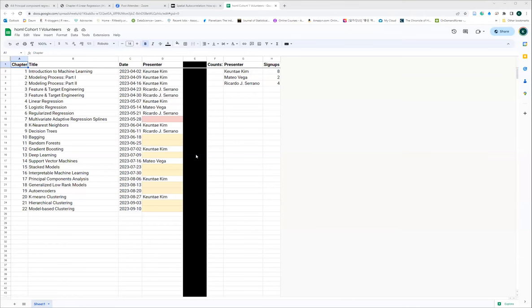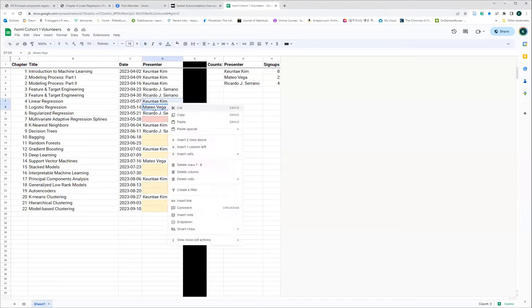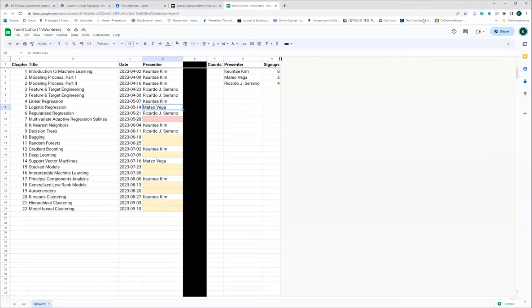So chapter 5, can you see the screenshot? No, I actually did not share the screen. Okay, here is the screenshot. So I covered the linear regression, and next Mateo Vega is going to cover logistic regression. He's not here today, but I hope that he will be here next week. I will ask him again whether he is willing to do this and let you know. If he cannot do it, maybe I have to cover it, but I'm going to ask him, okay? Okay.